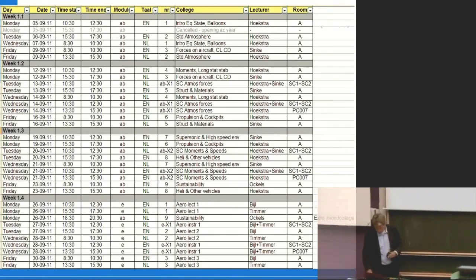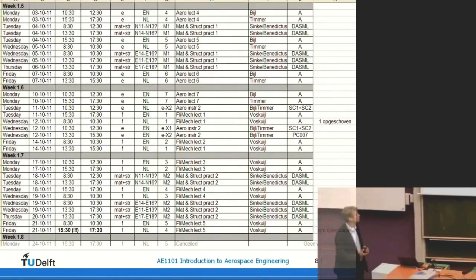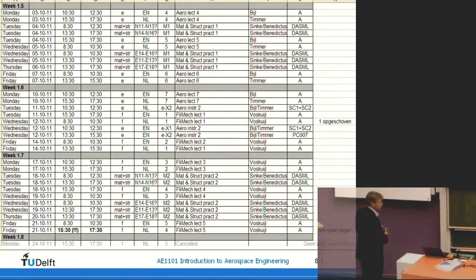These are the other 3 weeks. You will also see that the lecturer changes. So per module, we have different lecturers, just 1 or 2 per module.